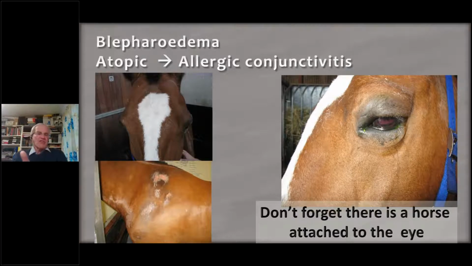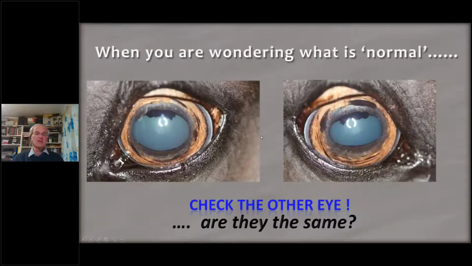This is the kind of thing that we might get in atopy, for example, which is a congenitally acquired immune condition, an allergic condition to certain allergens of one sort or another. And this was exactly the case in point. The horse had been rubbing its eye, so the change of color, the change of shape, and then you look at the rest of the horse and you find that there are other signs associated with it. So when you're wondering what is normal and what's not, always check the other eye.